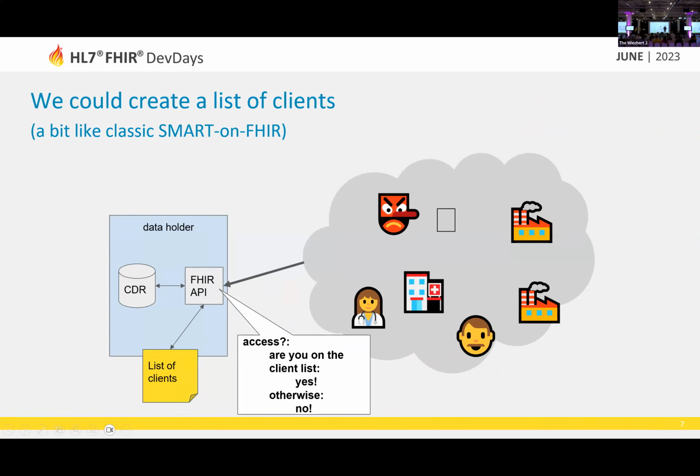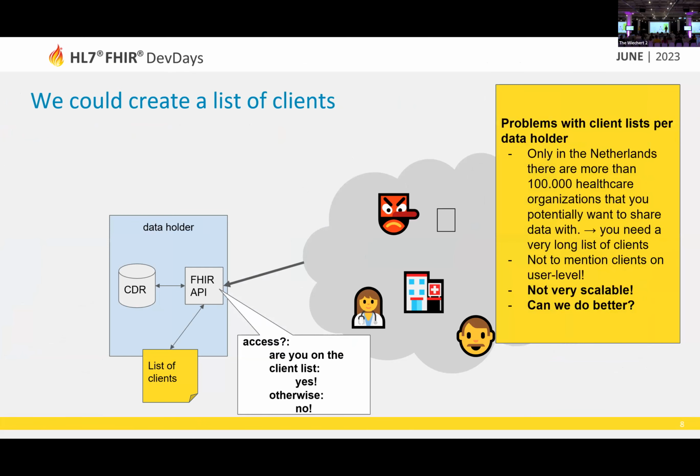You could create a list of clients, and if somebody sends a request to your cool FHIR API, you can check: is the person or the client on the client list? I give access, and if it's not on the client list, I don't give access. It's a pretty cool idea, but there are some problems with it.